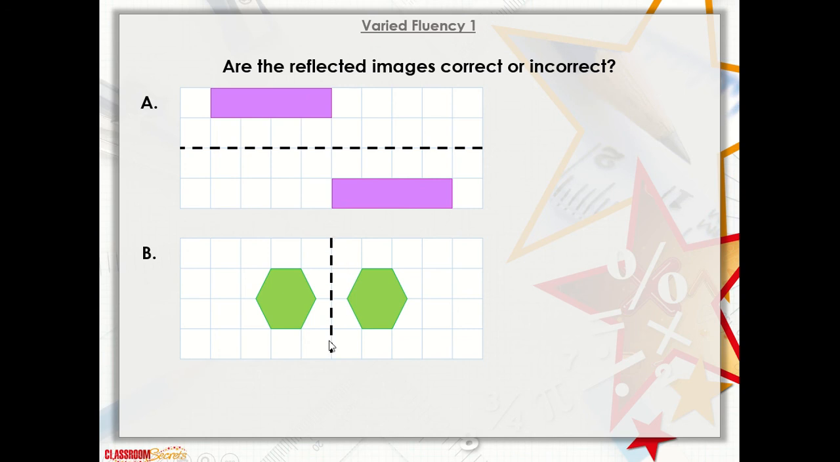On B, here's the mirror line. Here's my shape, and it's been flipped over here. Is it exactly opposite to this shape here? Well, yes, it is. So I think this one is a correct reflection. Let's have a look. There we are, and we are correct on that one. Let's have a look at the next one.